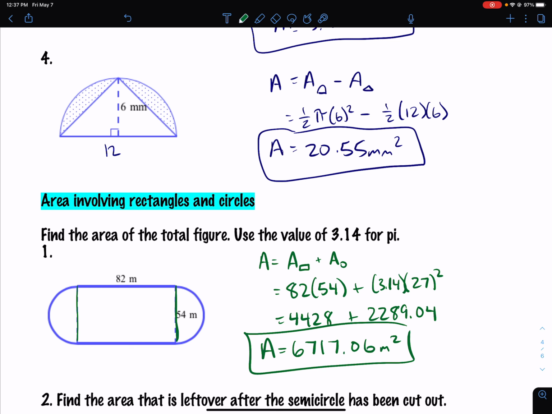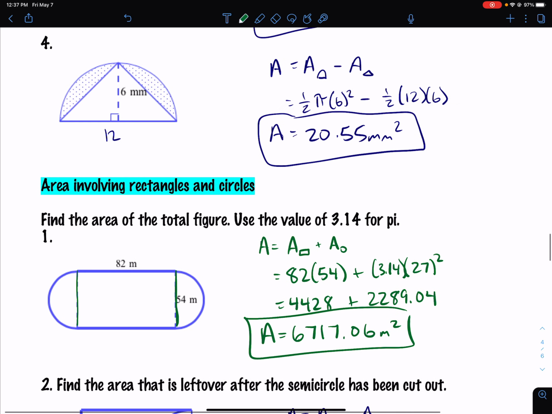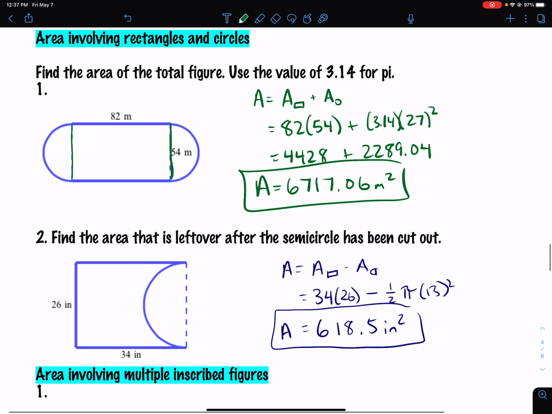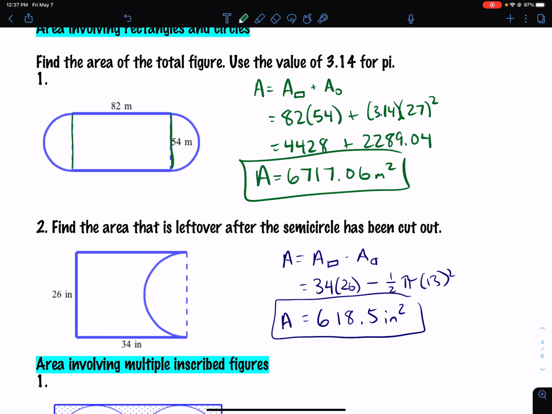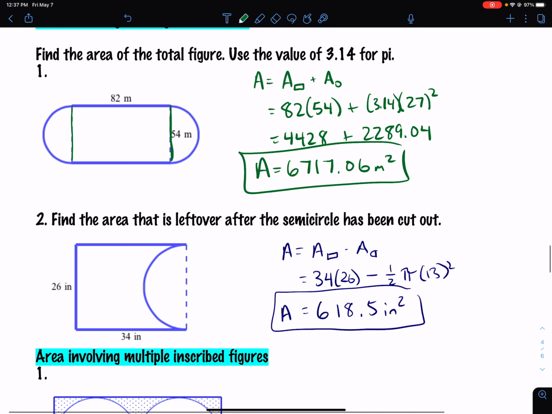All right, you can try the next one. So the next one, you needed to subtract the semicircle. So you did the area of the rectangle minus the area of the semicircle, and you would have gotten 618.5 inches squared.